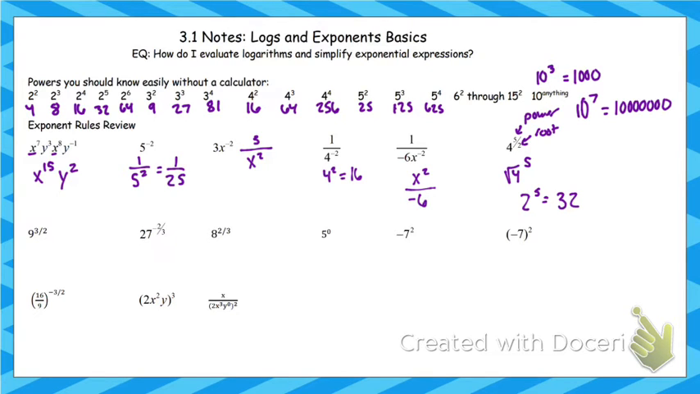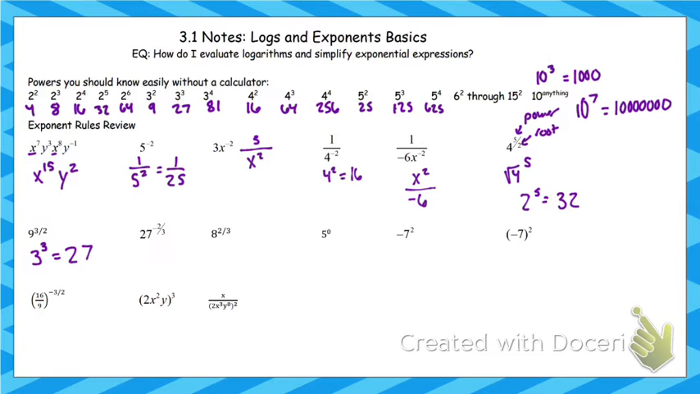So let's try another one of those. Again, the bottom number is the root. Think about trees. Okay, trees have roots at the bottom. So the bottom number is the root. So the second root of 9, the square root of 9, is 3. Then raise that to the 3rd power. 3 to the 3rd is 27.